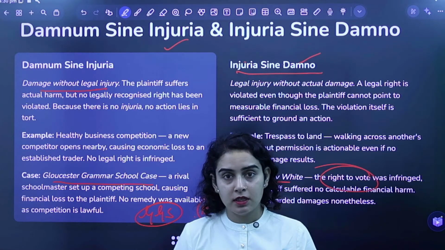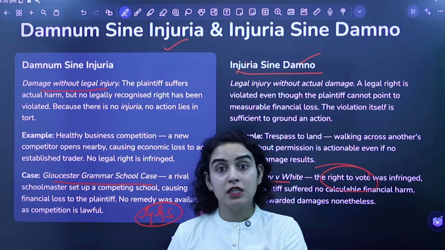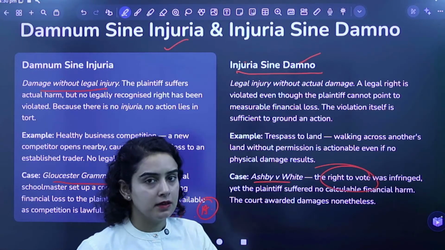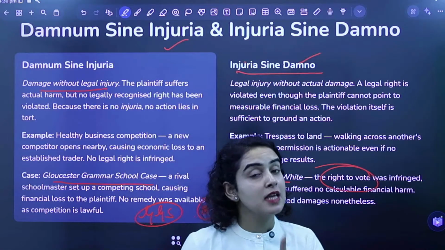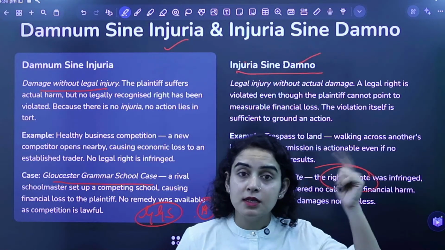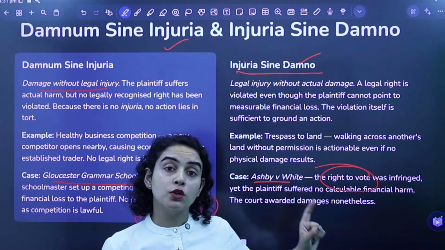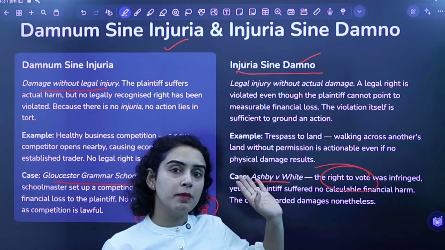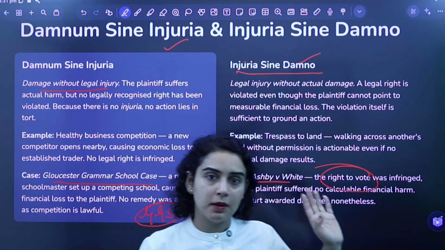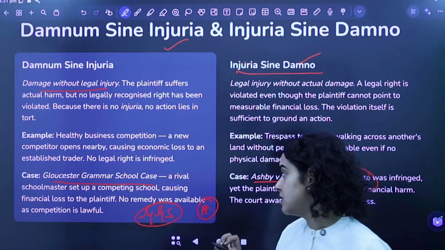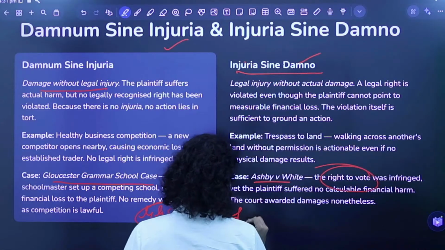Damage has happened, legal injury has happened, but there is no damage that has happened. In which the court said that it doesn't matter. It doesn't matter if the damage has happened or not. We are more concerned about the legal injury. Legal injury has happened here. Okay. So, if in this case, White had to pay money to Ashby, had to pay compensation to him. So, what is important? What is the takeaway from this? That it is the legal injury that is important.